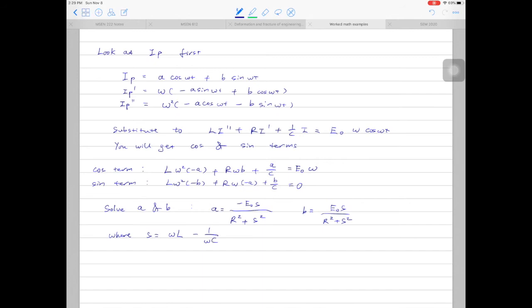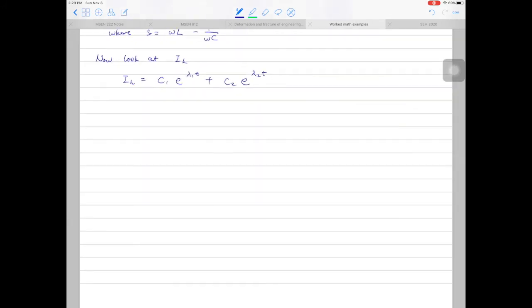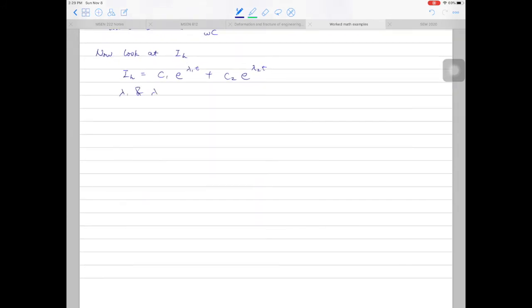Now, let's look at the homogeneous part of the solution. From the previous videos, we learned the homogeneous part of the solution can be expressed as C1 e to the power lambda 1 t plus C2 e to the power lambda 2 t, where lambda 1 and lambda 2 are roots of the characteristic equation. Writing down the characteristic equation, which is lambda squared plus lambda over L plus 1 over LC equals 0.